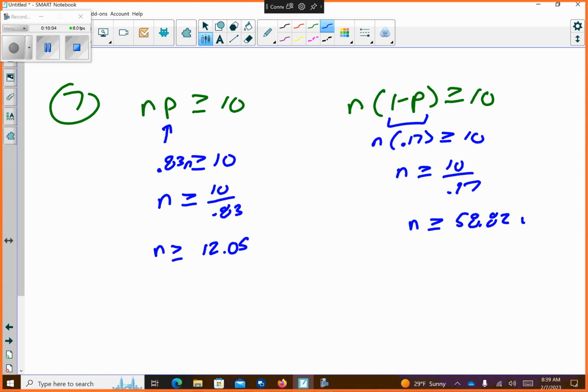So obviously this number is the larger number I want to stick with. This is the smaller number. This number here, if I had n being 12, it's not going to pass this case. But if I had n being 59 people, it's going to pass both cases. Okay, so that's kind of a different thought process, using a little bit of algebra to solve it.